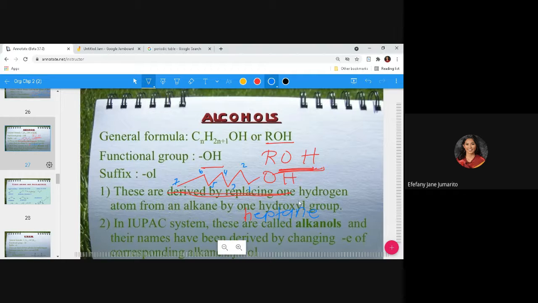Then we also have our functional group, which is -ol. Alcohol, we have -ol. Now, in writing that one, because it is a heptane, we omit the letter E. Right? Heptane, so we omit the letter E. Then we add -ol.